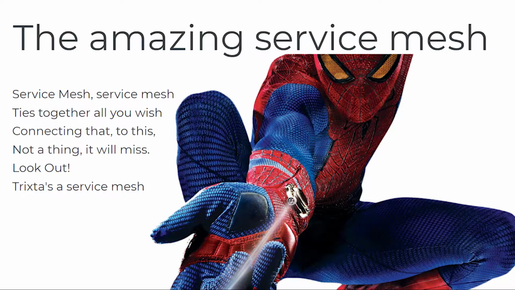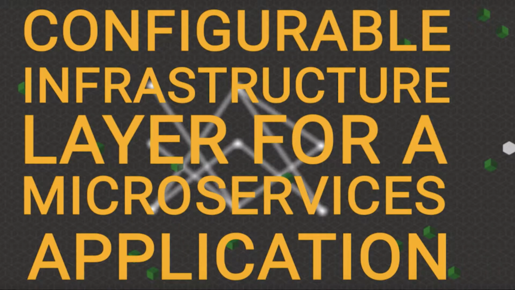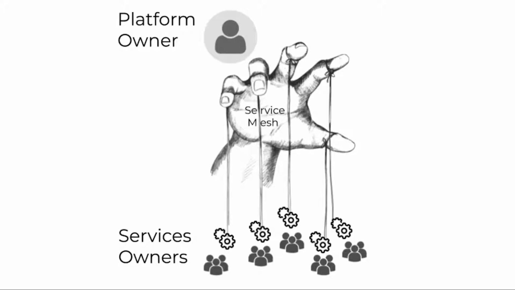And the more complex things get, we're going to need more computerized systems to actually help us manage that. So that's my foray into the amazing service mesh. So that's the topic of our talk. We're talking about services. The service mesh is a way to help manage the complexity of microservices. So, I'll just read this out. It gives you a configurable infrastructure layer for a microservices application. So you have all these different services, but there's an infrastructural element and an orchestration of all these different services that we have to manage. And that's what the service mesh does.